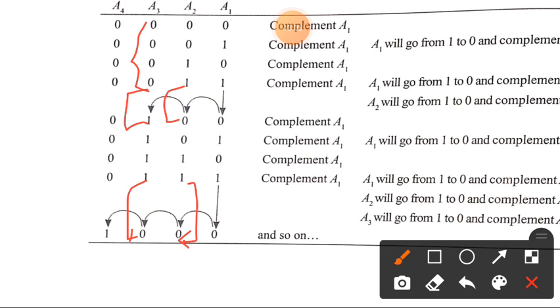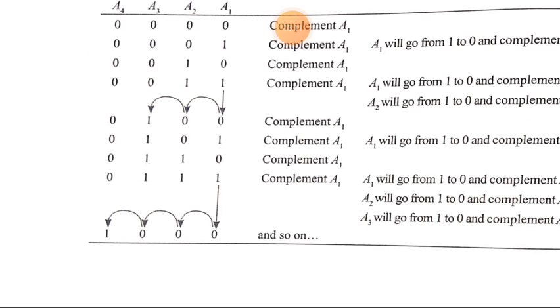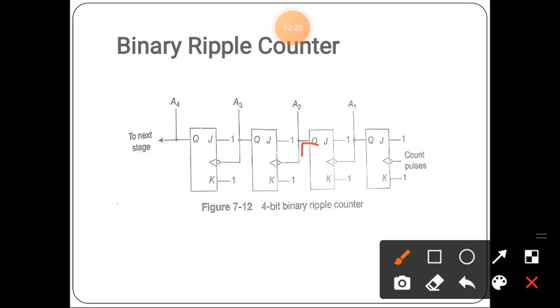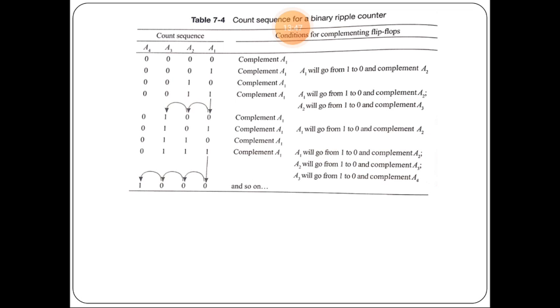So the output of this A2 will be connected to the clock input of the third flip flop. So here the output of A2 is connected to the clock input, and J and K are connected to 1 because it complements every clock pulse applied here. Whenever A2 is going from 1 to 0, then this flip flop will be complemented. And again, last case, what about A4?